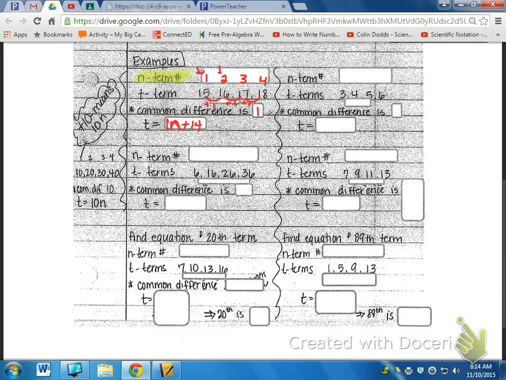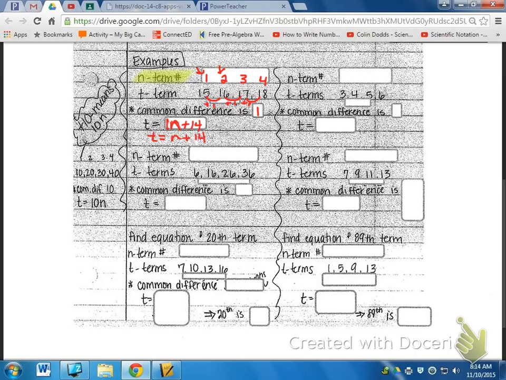So you look at the second term. 1 times 2 is 2 plus 14. Is that 16? Yeah. And you can check the third one if you want. 1 times 3 is 3 plus 14. Is that 17? Yeah. So the equation for that sequence is t equals 1n plus 14, or you could actually say t equals n plus 14. So n, whatever number term it is, if you add 14 to it, that's the number in that list.